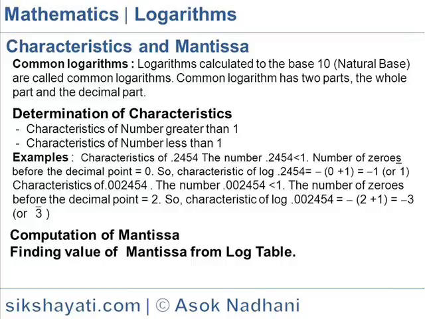Step 4. For the 4th digit, move further along that row and suitably locate the entry in the mean difference column headed by the fourth digit. Now add the entry to the number obtained in step 3. The final entry thus obtained from the table, preceded by a decimal point, is the required mantissa of the given number.